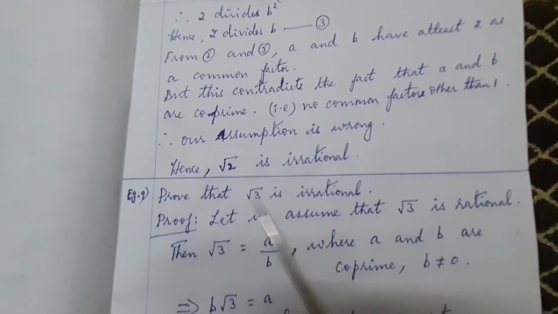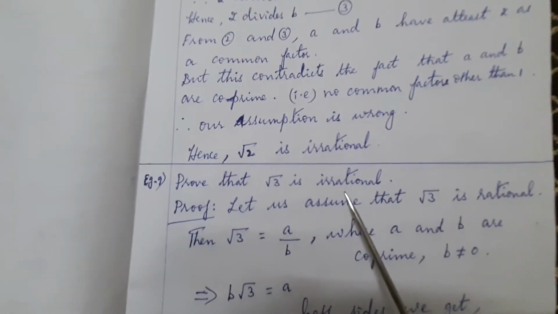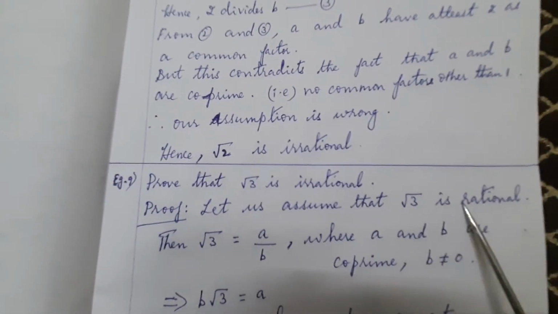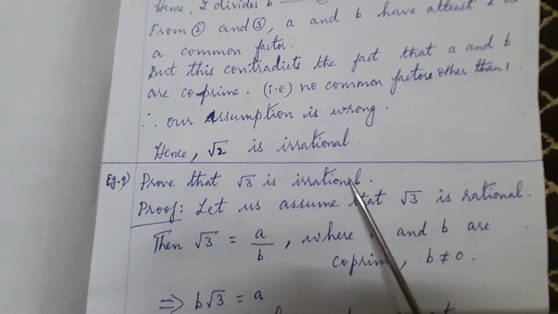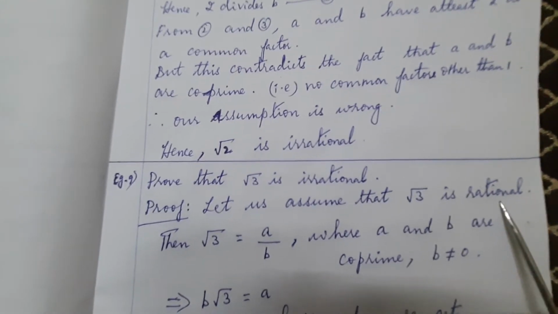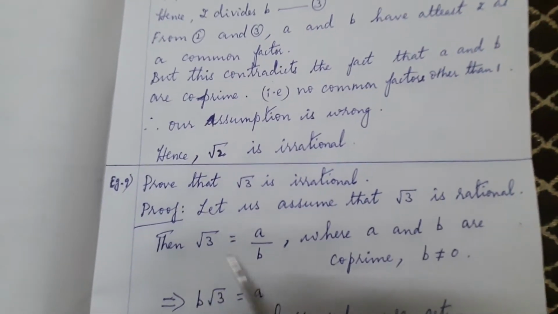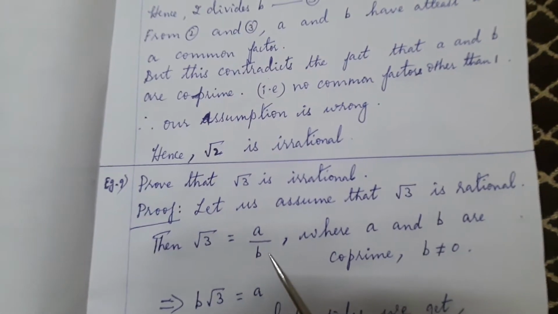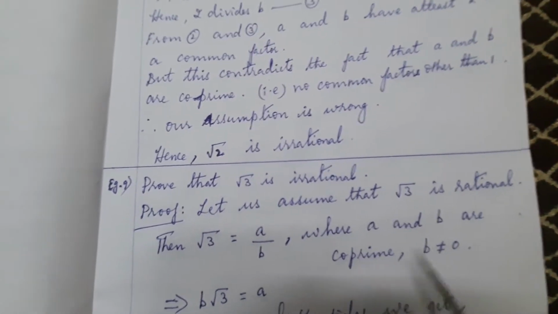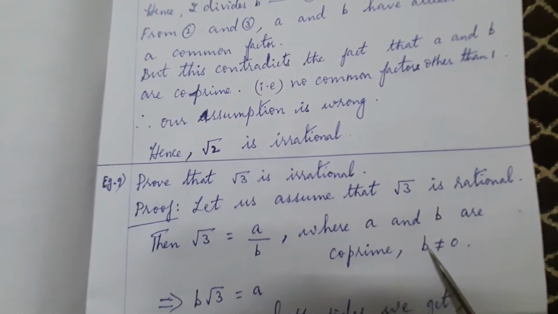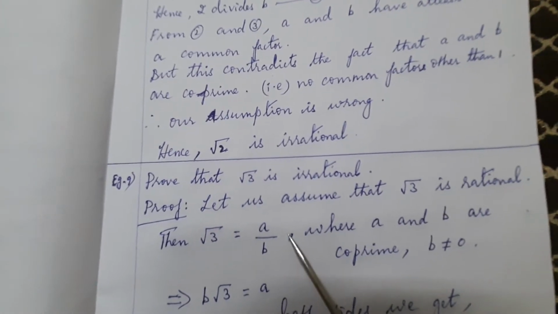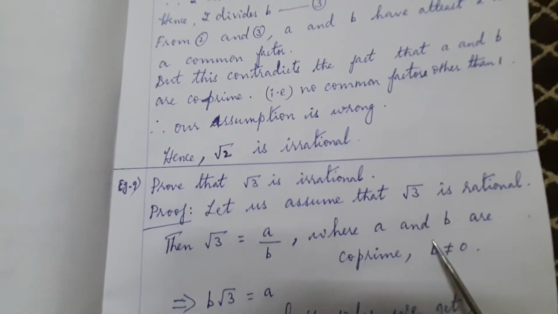Next one, prove that root 3 is irrational. Same way, same procedure. Instead of root 2, it is root 3. Let us assume root 3 is a rational number. We have to prove it is irrational. We are taking the contradiction that it is a rational number. So, then root 3 is equal to a by b, where a and b are co-prime numbers and b is not equal to 0. So, now a and b are co-prime numbers, they are integers, but they have common factor 1. So, we have assumed it to be a co-prime number.